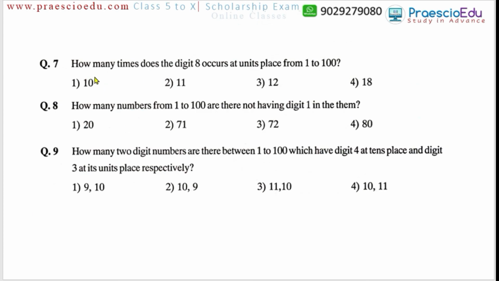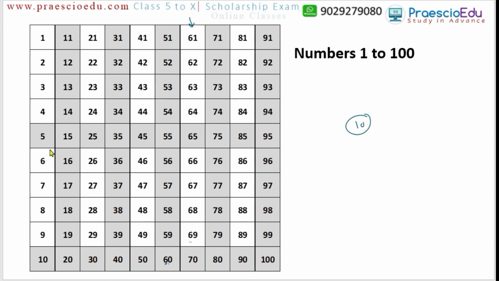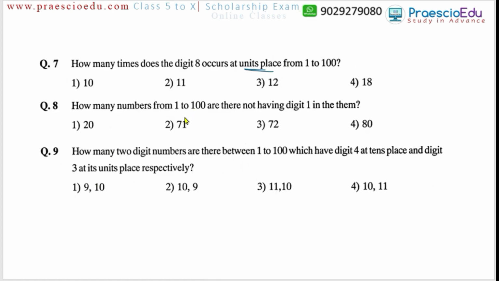Now question number 7. How many times does the digit 8 occur at the unit place from 1 to 100? Only the unit place. So here the unit place, here the unit place, here also and here also: 1 2 3 4 5 6 7 8 9 and 10. Here the tens place, so this column should not be counted, and this number also should not be considered. The count is only 10. So the answer is 10, which means option number 1 is the correct one.